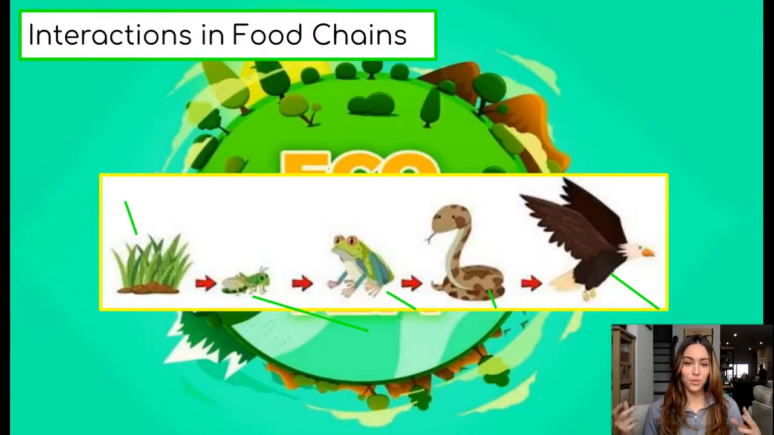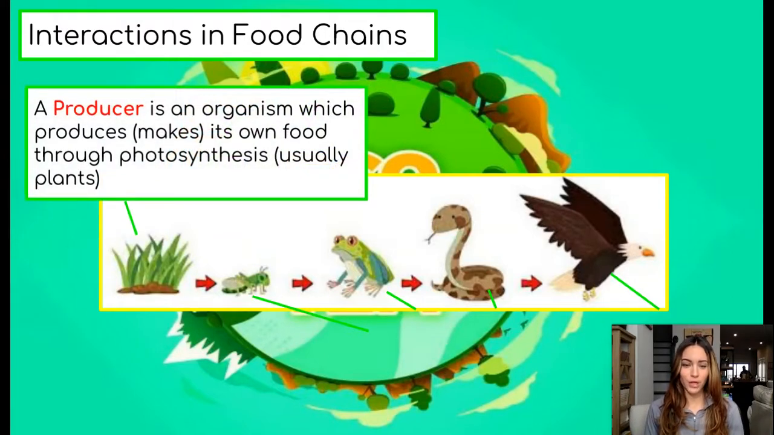Now that we've reviewed where plants and animals get the food they need to create energy, we can talk about how food chains work. In a food chain, we have several different types of organisms that we'll need to understand. First, we have what's called a producer. Just like we just reviewed, a producer is an organism which produces or creates its own food through the process of photosynthesis. For our purposes, we're talking about plants.